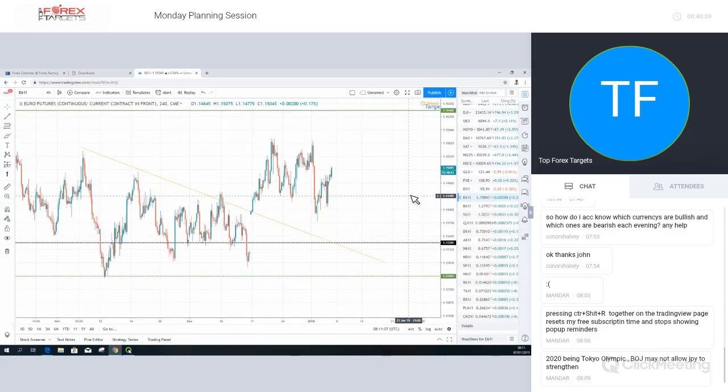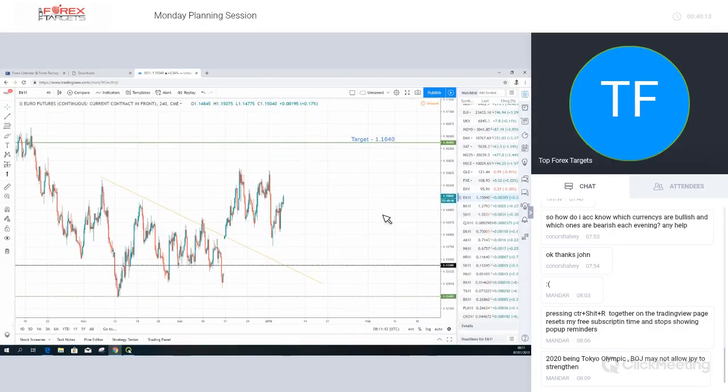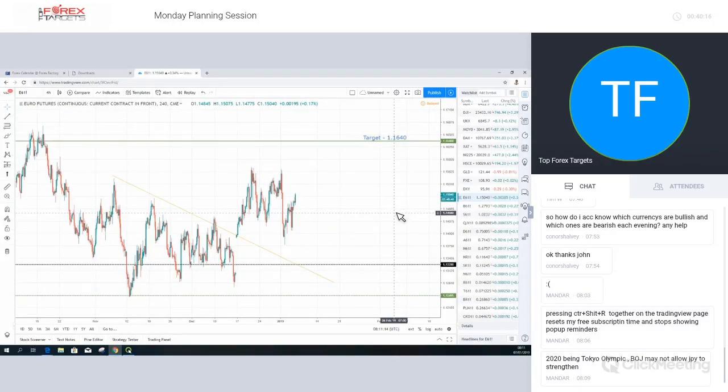Okay, in terms of the euro, we have something very similar. We are above the 13280, so this is indicating with the target to the upside that this week we actually have a strong euro, okay, in relation to the actual dollar.